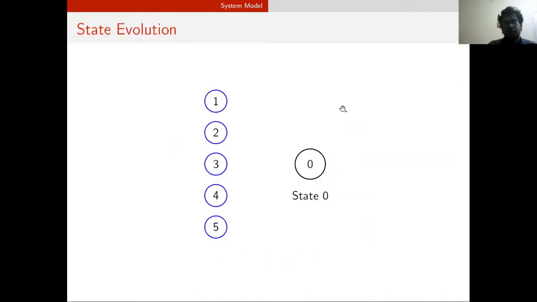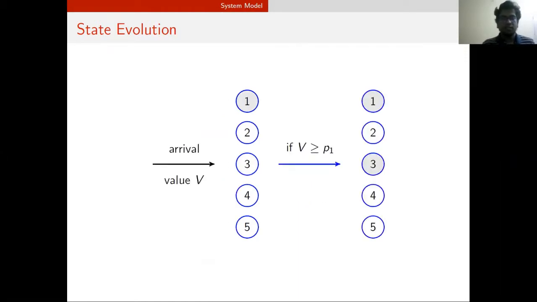So this is a Markovian system, and you can construct states and state evolution. The state where all the servers are free is called state 0. If exactly one server is busy, it's called state 1. Then you can have state 2, state 3, and so on. And when do the state transitions happen? For example, if your servers are in state 1 and there's an arrival, this arrival has a value V. If V is greater than the price that is on offer, the price P1, then the transition happens and the system moves to state 2.